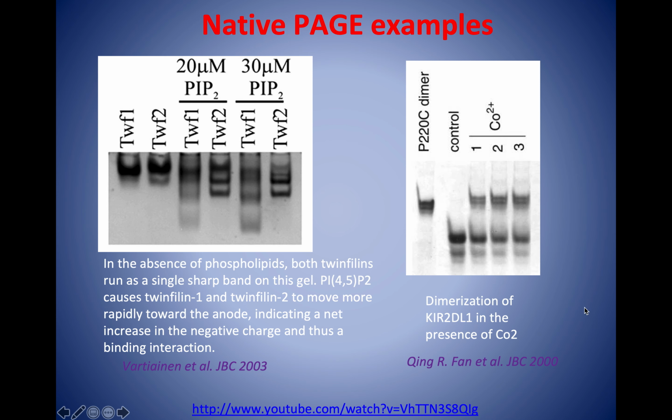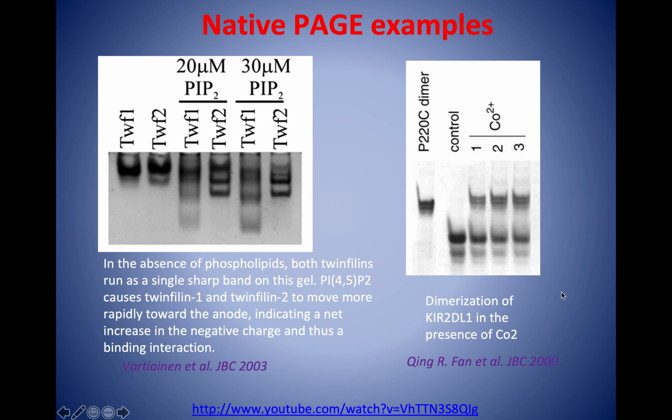And the other one is from an even earlier paper, from 2000, about 20 years ago: dimerization of Ker-2-TL1 in the presence of carbon dioxide. As you can see over here, these are based on the treatments and different levels of carbon dioxide. Sorry, it's actually not carbon dioxide. I forgot, because this paper is quite old. It's cobalt. So different concentrations of cobalt, which basically has an effect on the protein.